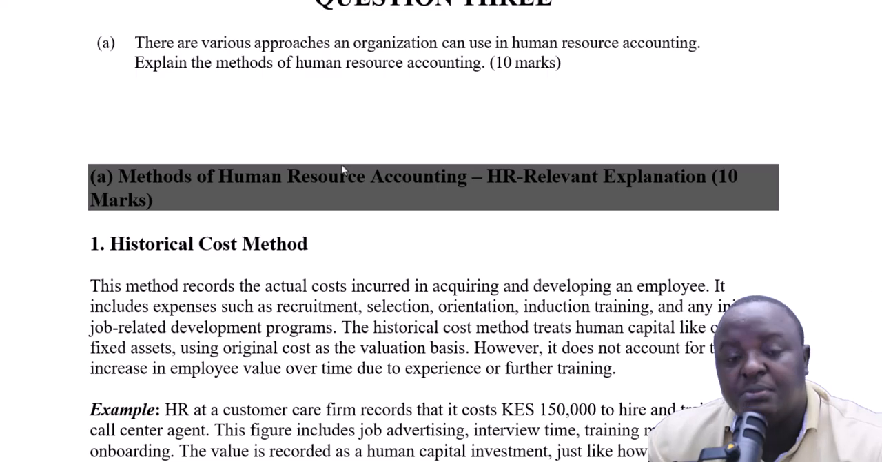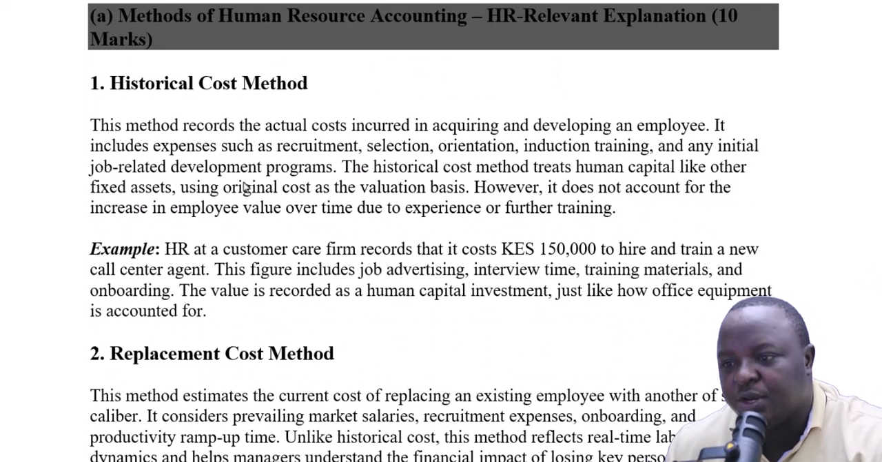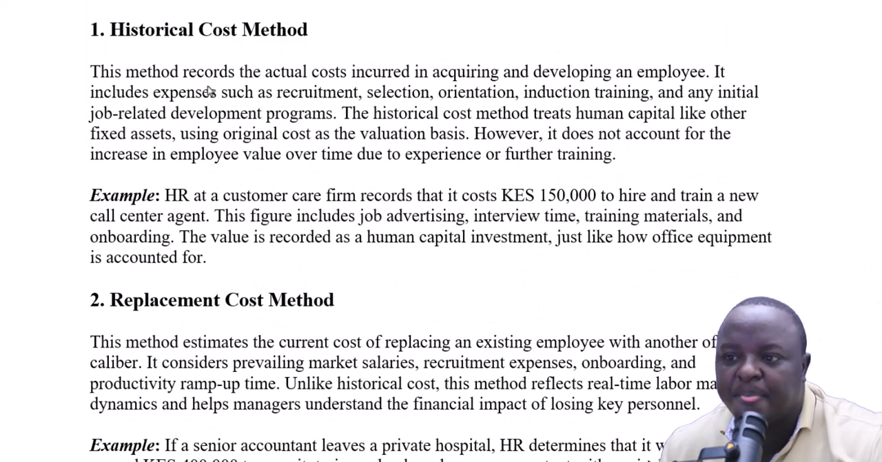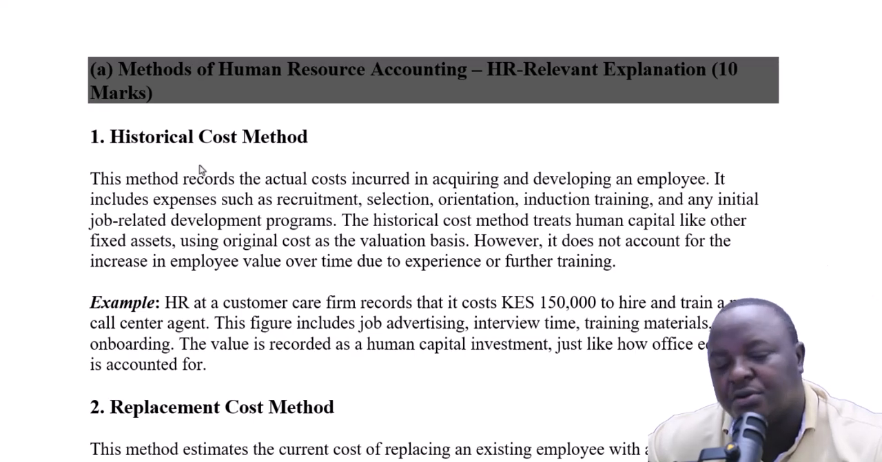Then the question will be, how does an organization get value, or what is the value that it gets after spending all these costs within the human resource department? So we want to look at how you quantify the value of the cost that is being spent within the human resource department. So the first method will be the historical cost method. The historical cost method means that we look at past costs that we have incurred to determine the value of the cost that we incurred.